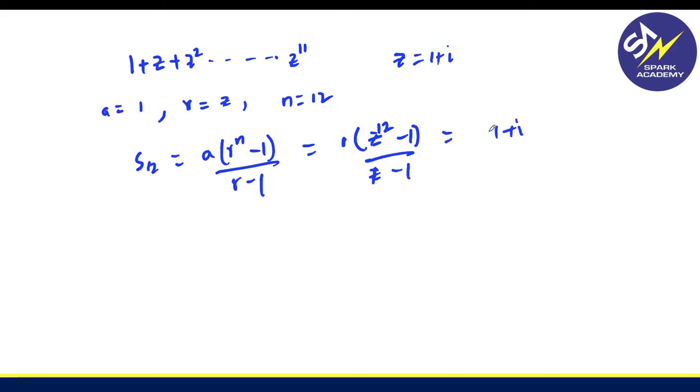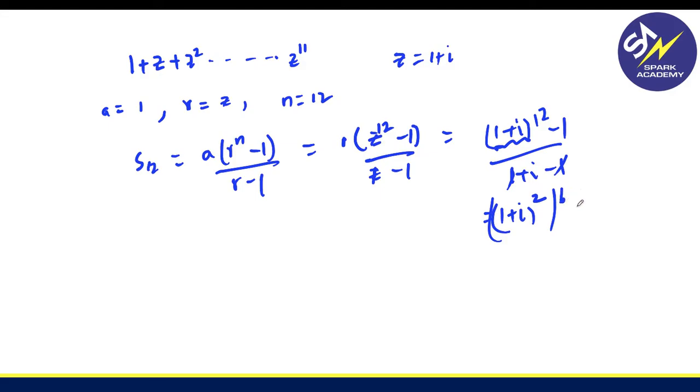What is z now? ((1 + i)^12 − 1)/(1 + i − 1). Minus 1 cancelled, so I can write this as ((1 + i)^2)^6 − 1 by i basically. What is (1 + i) whole square? You already know that 1 + i square plus 2i, i square is minus 1, so 2i. So (2i) whole power 6 you get. So this is ((2i)^6 − 1)/i.